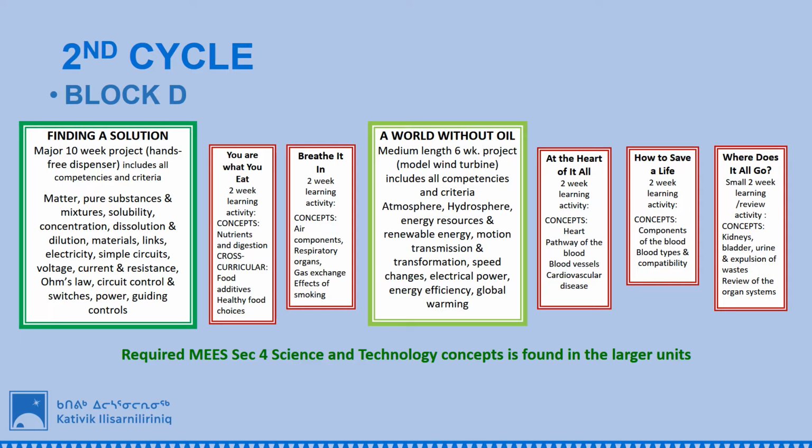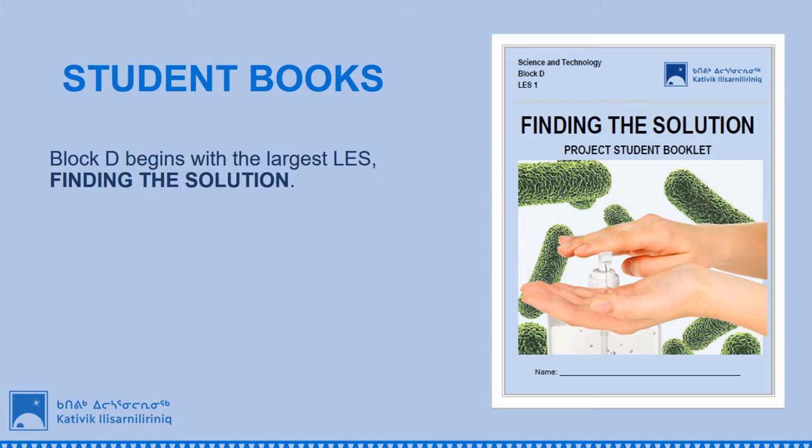Before we take a look at the student books, a quick reminder that there are two large LES projects this year in Block D, and also several small LESs. The large LESs contain the Sec 4 science concepts required by the ministry for students to graduate. Each block begins the year with the largest LES project, when the students are the freshest and the most motivated. For Block D this year, that will be finding the solution.